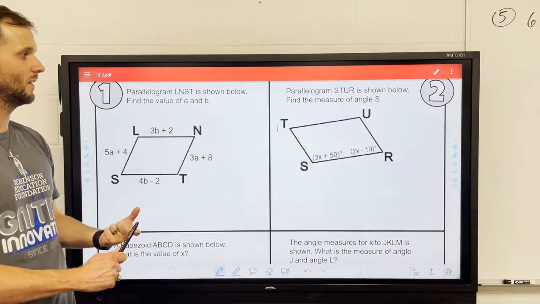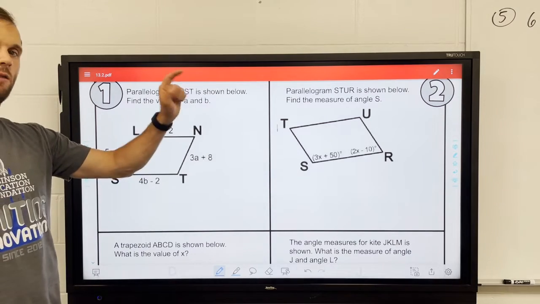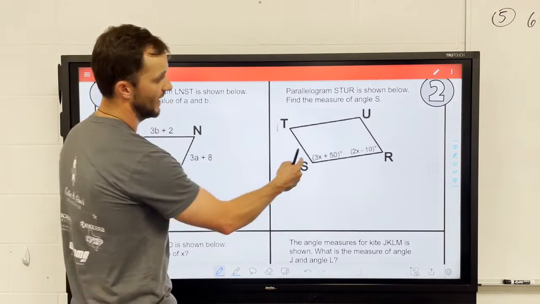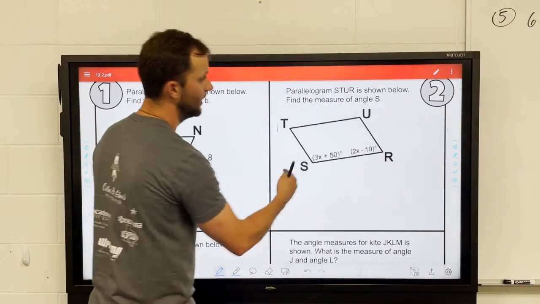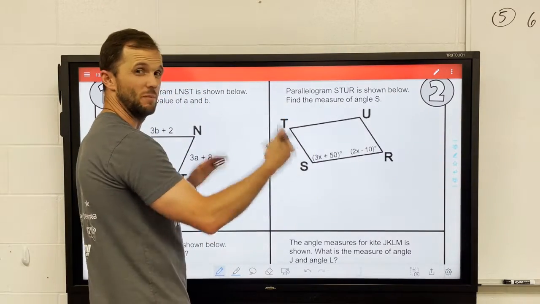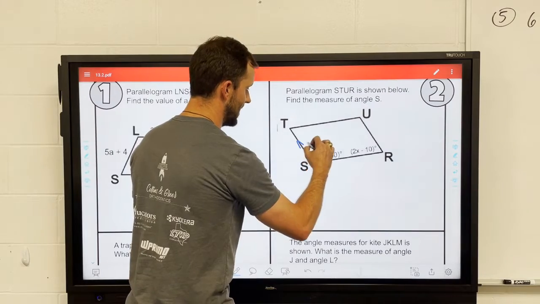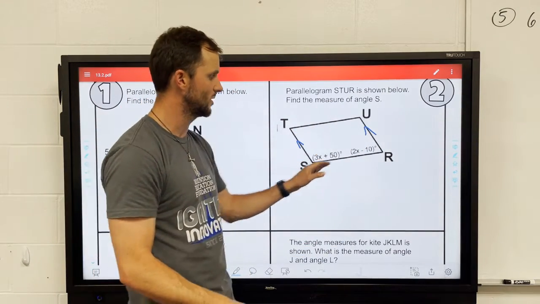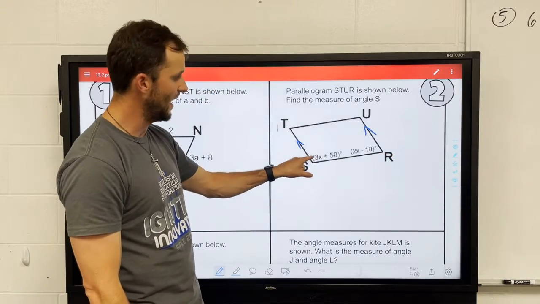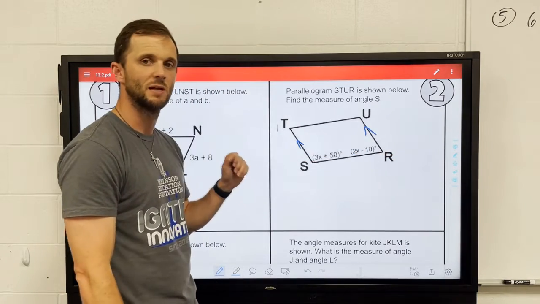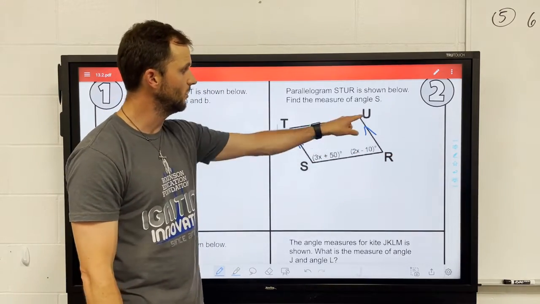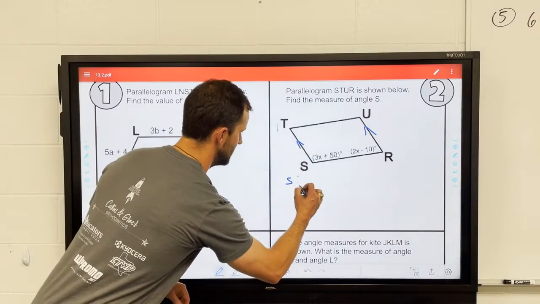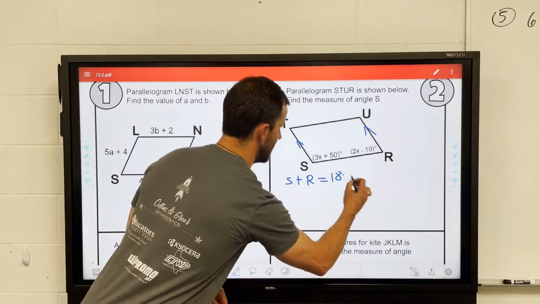In a parallelogram, I'm dealing with my angles. I know that my opposite angles are congruent, but what you also need to know is that the sides are parallel to each other. So this line is parallel to this one, which means these are parallel lines with a transversal through them. So angle S and angle R are going to be supplementary. S and U would be equal to each other, but S and R are supplementary to each other. So S plus R is going to equal 180 degrees.